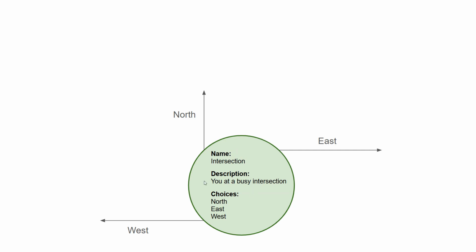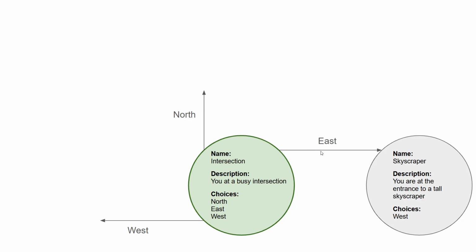So anyway, here we've got our 3 choices. We're going to pick one choice and follow that arrow to lead to another location. So I think in this case, I'm going to follow the east choice. So if the user clicks on the east button, we're going to lead them to another location. So draw another circle with the name, description, and choices as well. Here we have the skyscraper as the name. Notice once again, it's 1 word. Description, you are at the entrance to a tall skyscraper. That's 1 sentence. And here there's only 1 choice, okay? So they're going west, which will lead them back to the intersection. Okay, so that's your second location.